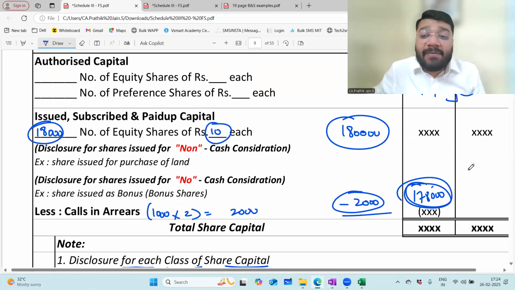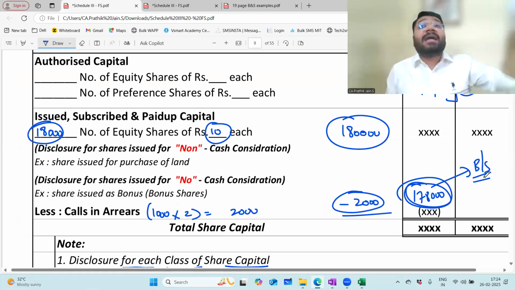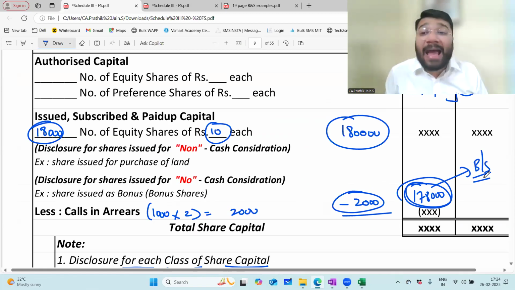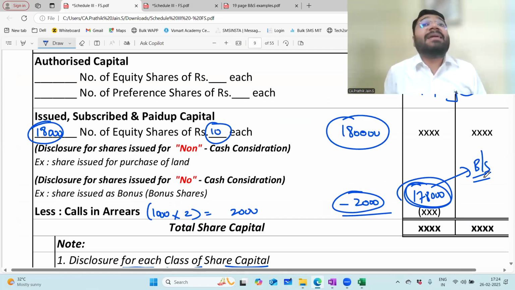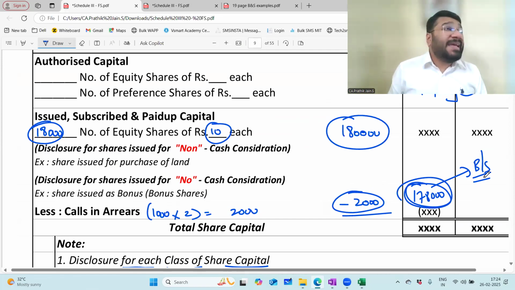This is the amount that will travel to the face of the balance sheet, under the share capital category. My question goes to all of you. When the dividend is paid, is it paid on the face value or is it paid on the paid up capital?